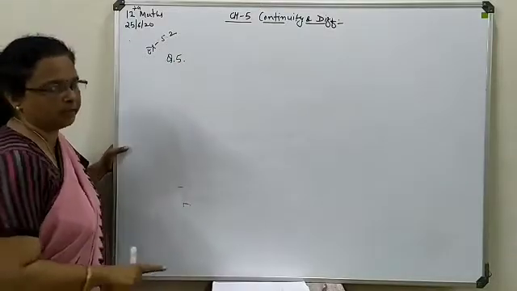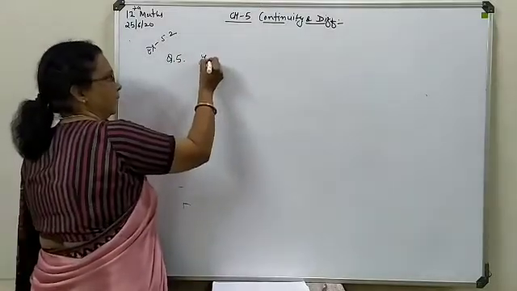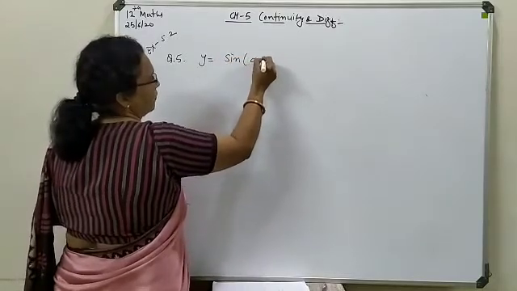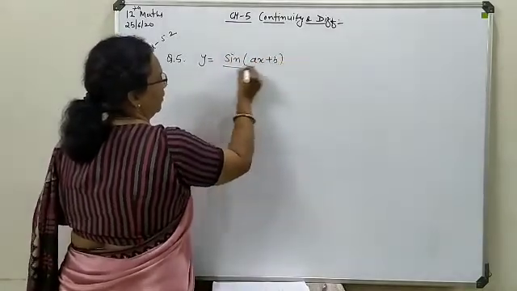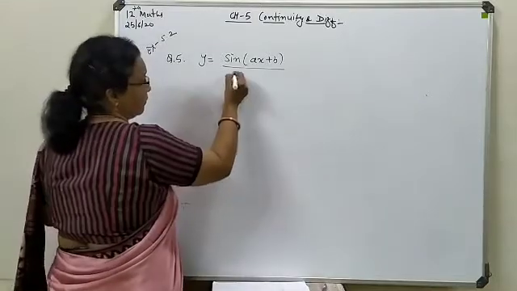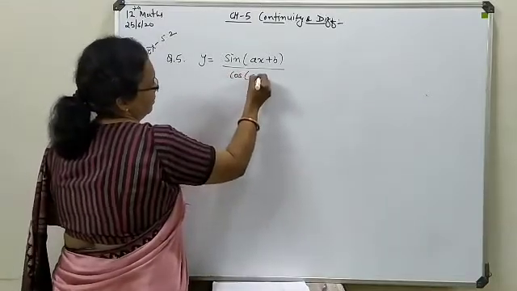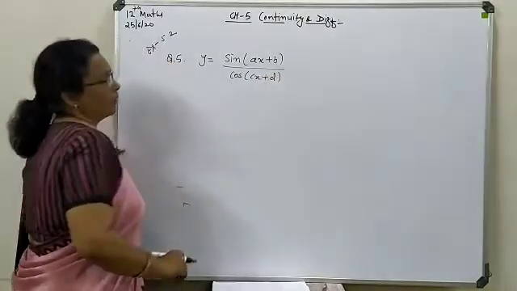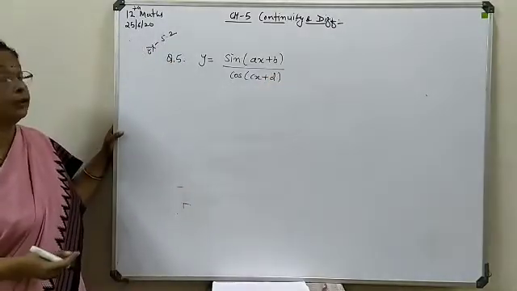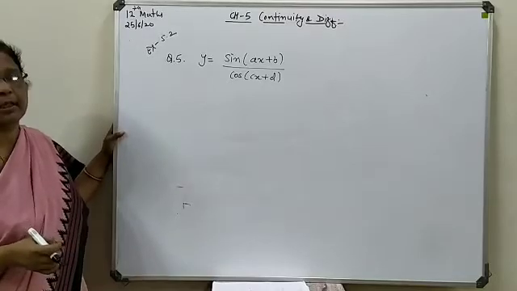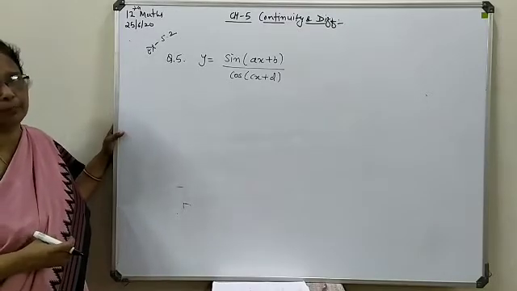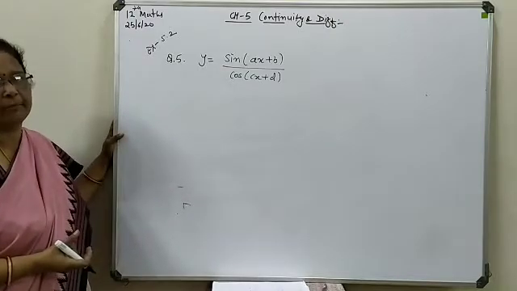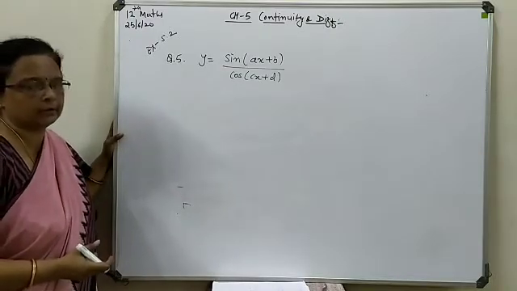Next is question number 5, in which y is given as sin(ax + b) upon cos(cx + d). Here you can see your question is available in f by g form. So here, the formula we have written regarding the f by g form, you will implement over here.